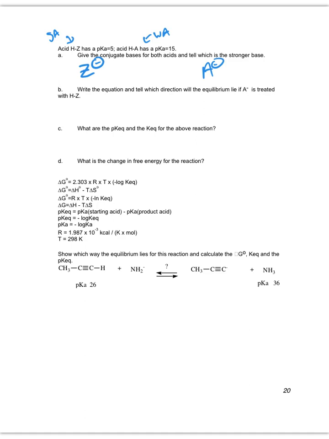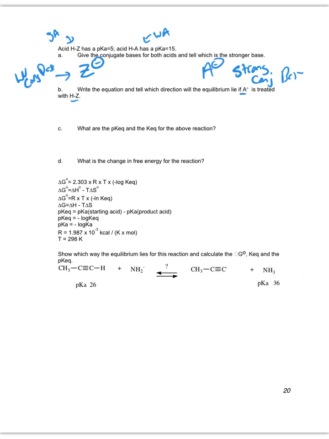Now of those two, the stronger acid would have the weaker conjugate base, because a strong acid has a weak conjugate base, and a weak acid has a stronger conjugate base. So A minus is the stronger base of the two. So what's the reaction going to look like if we take A minus and treat it with HZ?